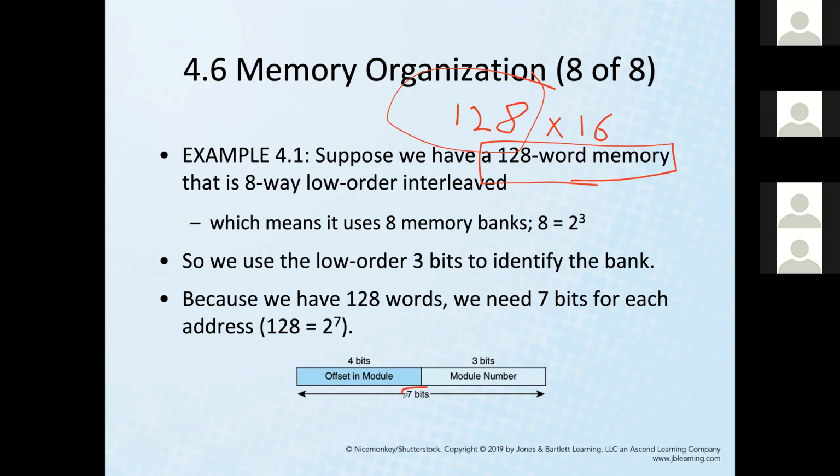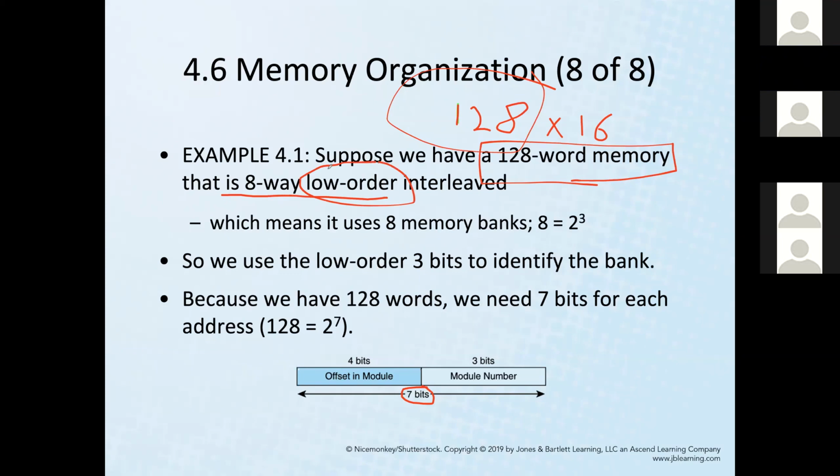So we got the point. The address is 7 bits. And let's look at the rest of the example. It says that it is 8-way low order interleaved. 8-way means 8 memory modules. Low order means that the low order bits will be used to select the chip.